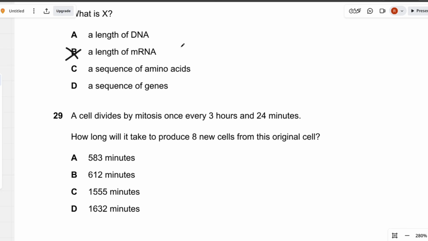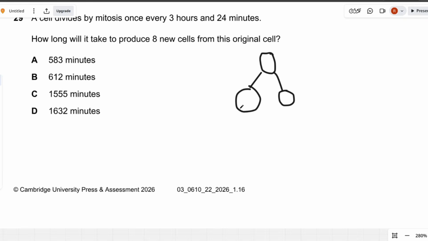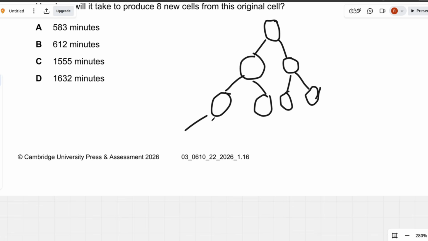A cell divides by mitosis every 3 hours and 24 minutes. How long will it take to produce 8 new cells from this original cell? Well, let's see. They said a cell, so they're starting out with one cell. And they said it divides every 3 hours and 24 minutes. So in 3 hours and 24 minutes, it's going to divide into 2 new cells. And then each of these cells after 3 hours and 24 minutes will divide into 2 cells of their own. And obviously all these cells are identical because mitosis produces genetically identical daughter cells. Each of these cells will also divide into a cell of their own.